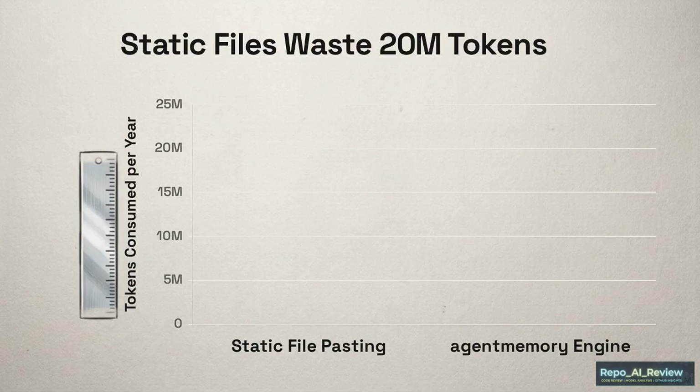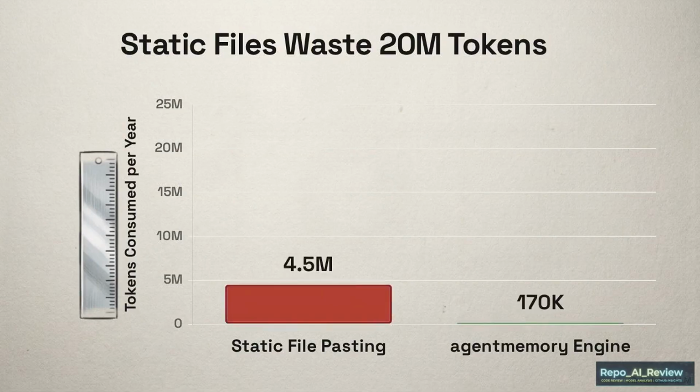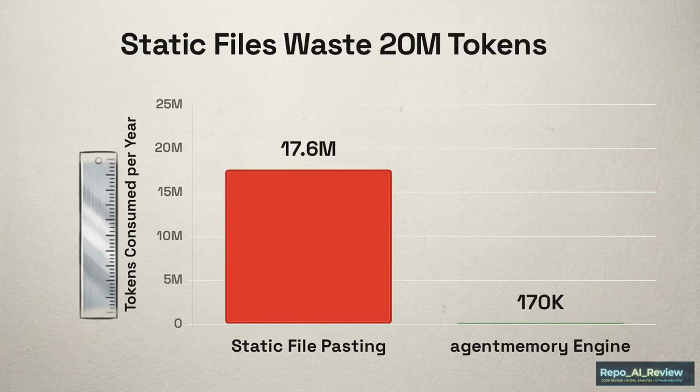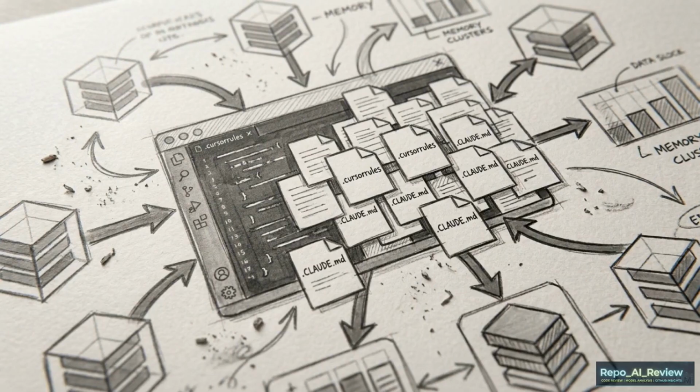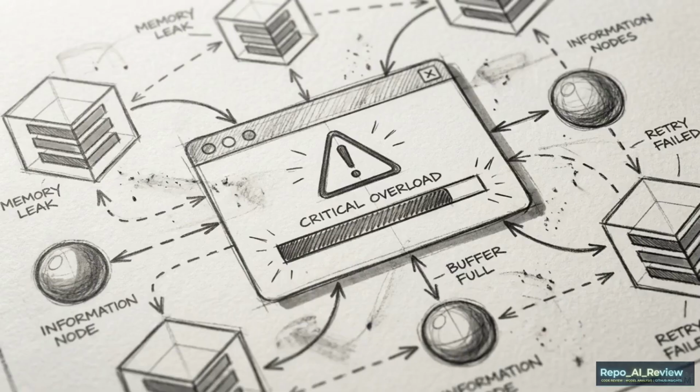This chart shows the hidden cost of those static files. Pasting your full context logs over an entire year can waste nearly 20 million context tokens just to load redundant data. Static text files are not a memory system. They are a brute force tax on your AI's context window.